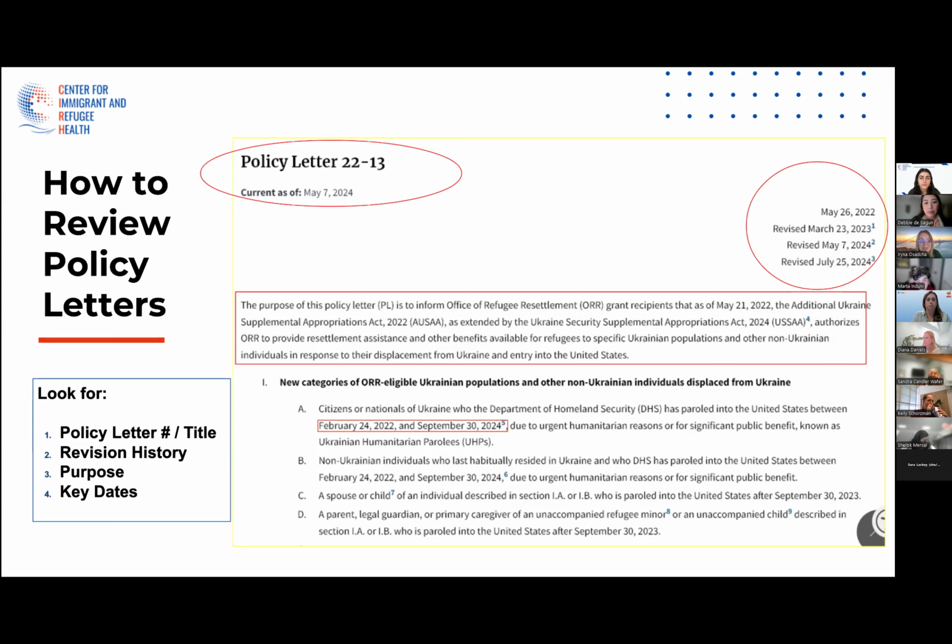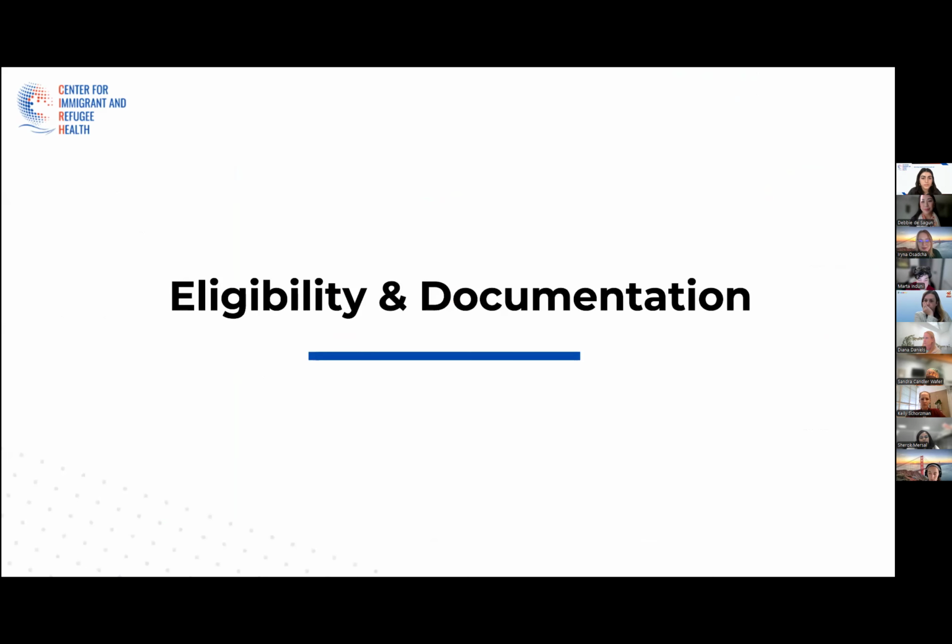And the last piece is the dates. It's the key to following any eligibility policy letter. These are the dates of eligible categories, and what term they are eligible to receive a benefit. For example, here it's listed February 24th, 2022 up to September 2024. You can usually find these dates inside of a policy letter. And then I will pass it to Jasmine again.